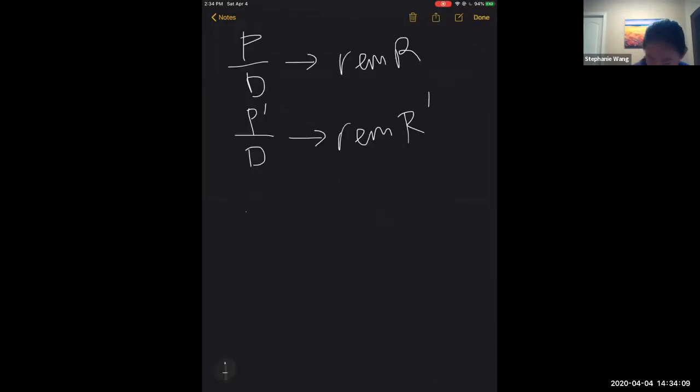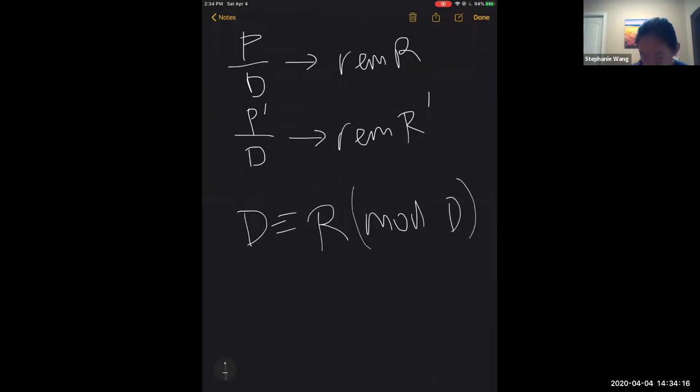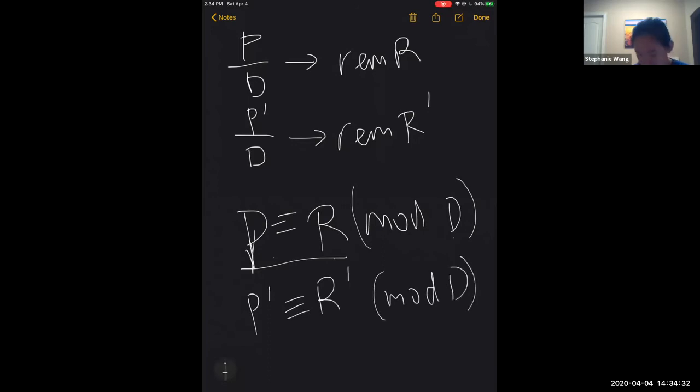So we know that p is congruent to r mod d, because the remainder when p is divided by d is equal to r. So these two are going to be congruent mod d. And then similarly, p prime is congruent to r prime mod d as well.